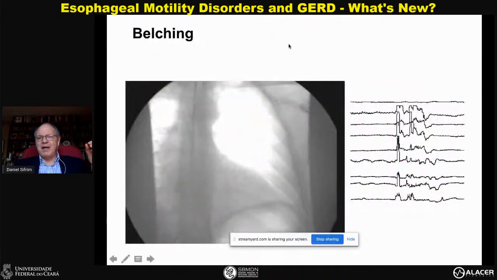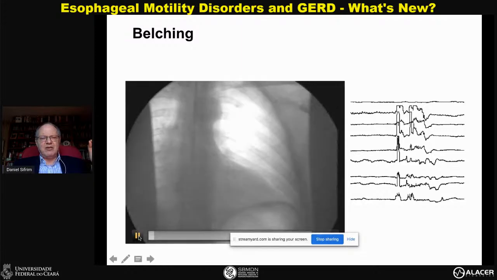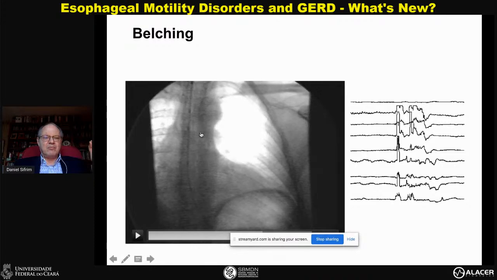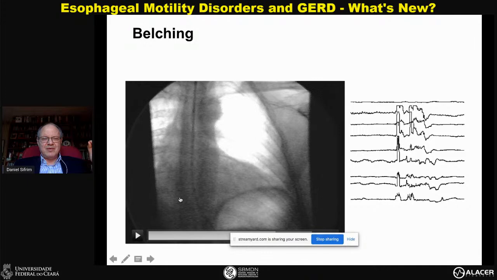Now let's talk about belching. This video is not very easy to see, but you can see that there is a catheter inside, and the catheter is surrounded by a relatively dark environment. If I run the video, you will see that at a certain moment it becomes white. Now, you see that the environment becomes white. That white is air, even more white. This is air surrounding the catheter.